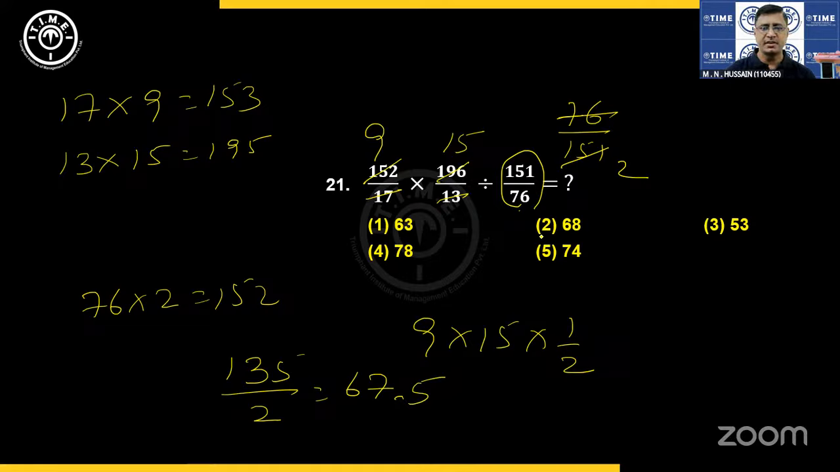Now the right choice, option 2. 67.5. The nearest answer, that is 68, option 2. Second choice is the right answer. Okay. Look at the next example on your screen.